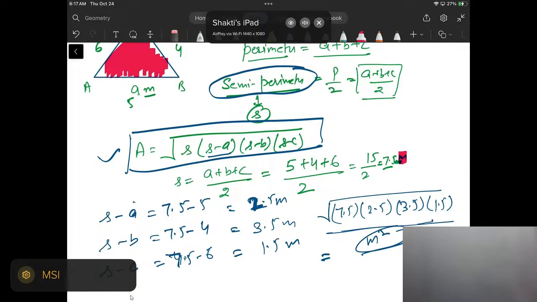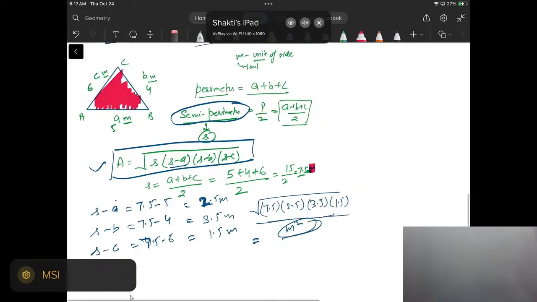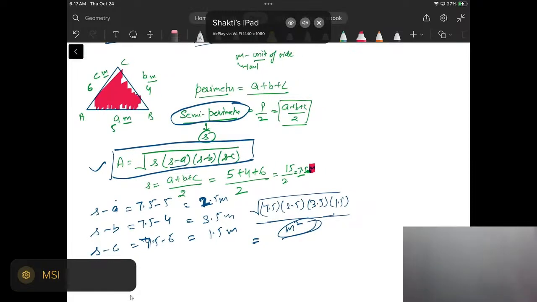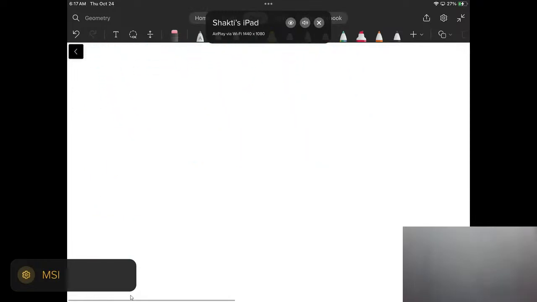Now we will come to one more. Let's solve the questions, because when we solve questions, we will have more practice. Let's start with numerical questions now.